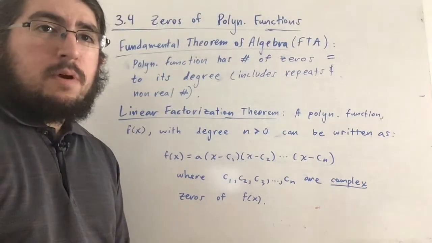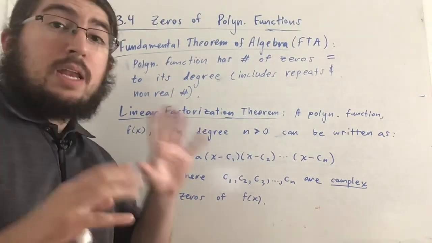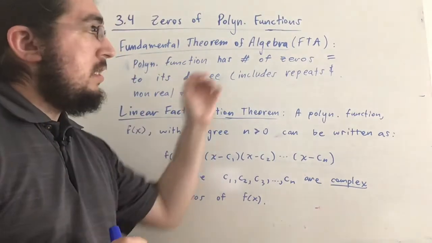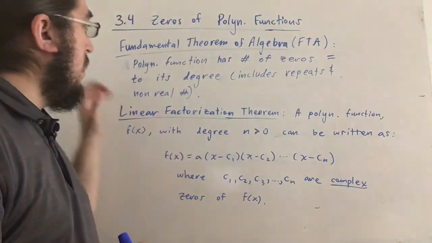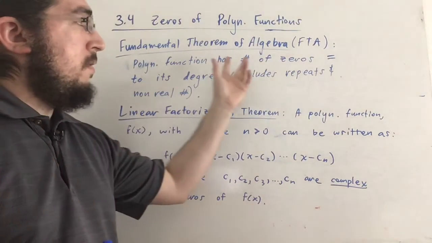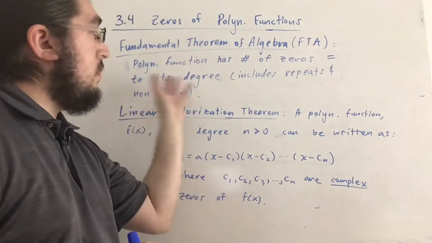All right, so this is 3.4, zeros of polynomial functions. There's a lot to discuss in this section. Let's just get right to it. So first we see the fundamental theorem of algebra, which is often abbreviated FTA for short. And it says that a polynomial function has its number of zeros equal to its degree.